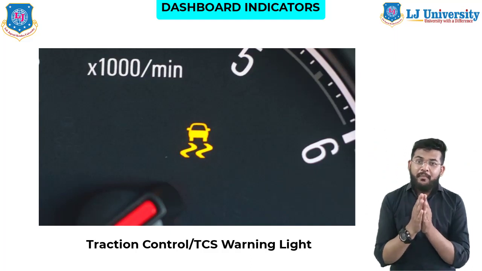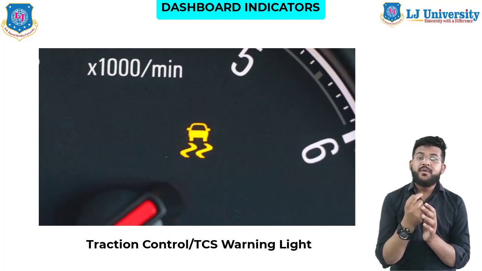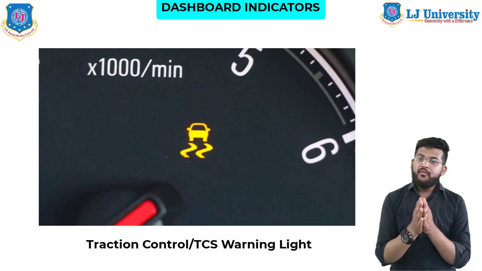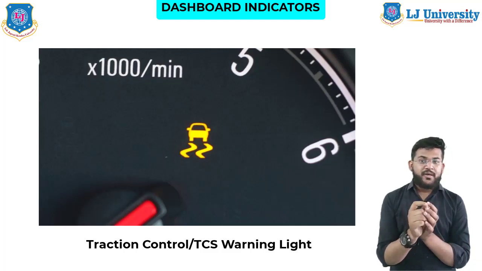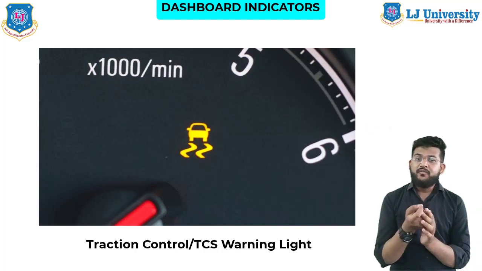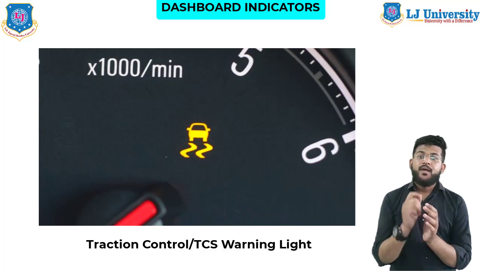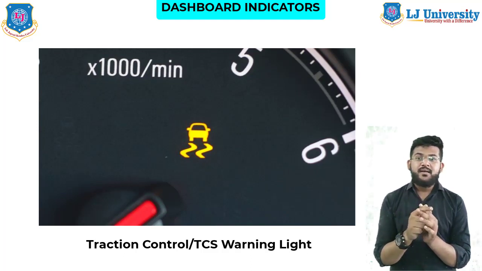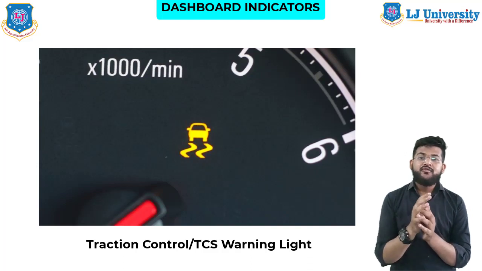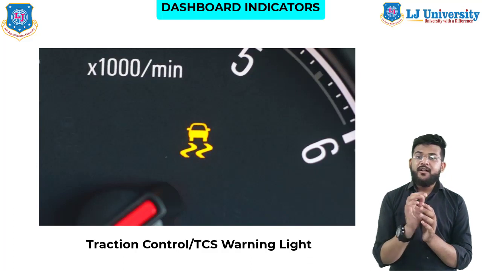The second reason might be a broken wheel speed sensor. In your vehicle, there is constant communication between the wheel speed sensors, which are in connection with the TCS system and the engine control unit. There is an individual sensor in every tire, and if there is any change in either of the wheels, the traction light will come on.